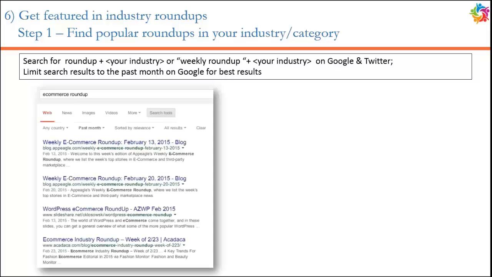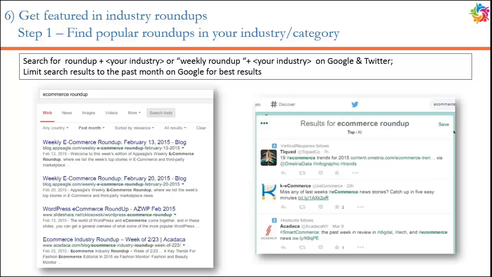So you'll see for that article on e-commerce platforms, I would Google e-commerce roundup, and find out which are the most popular weekly e-commerce roundups, right? You can also search on Twitter, see what are the e-commerce roundups happening. Now I know who are the guys who do these roundups. I need to reach out to them. So you can see the first one there in the Google search is these guys called App Eagle, right? They're doing an e-commerce roundup. So you probably go and reach out to them.